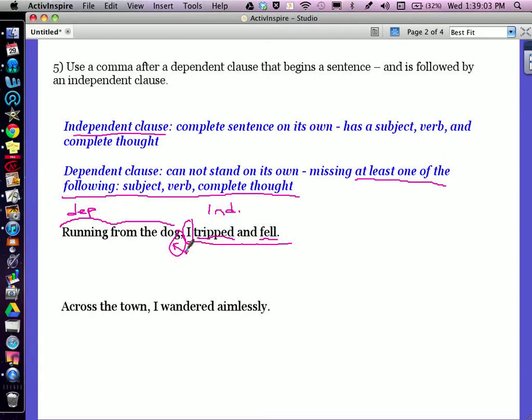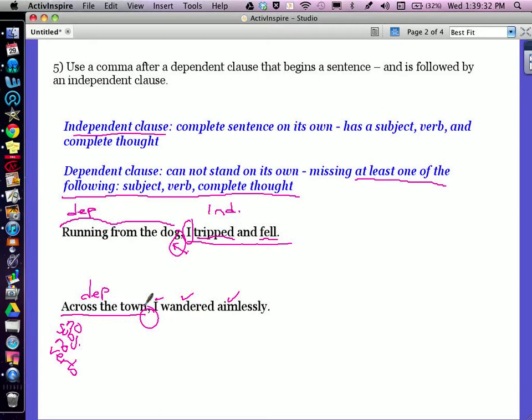The same is true below. Across the town, I wandered aimlessly. Across the town is missing both a subject and a verb, because who was going across the town? What were they doing? So this is your dependent clause. I wandered aimlessly, subject, verb, complete thought. So they must have a comma in between them.